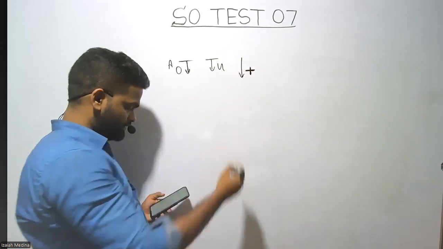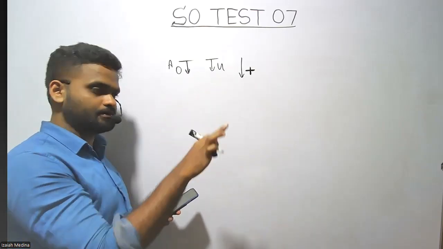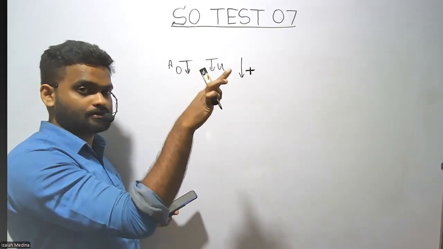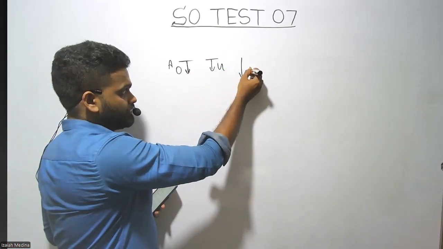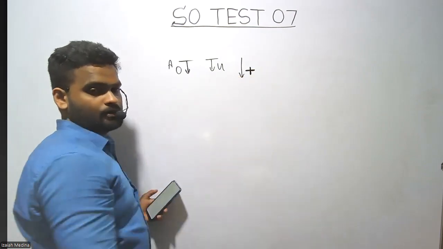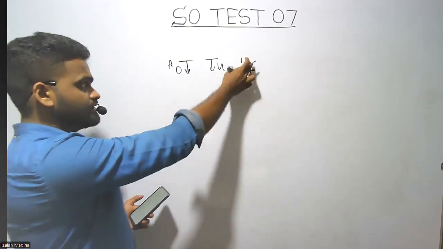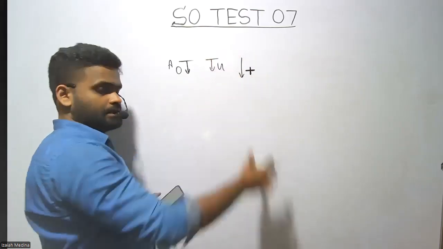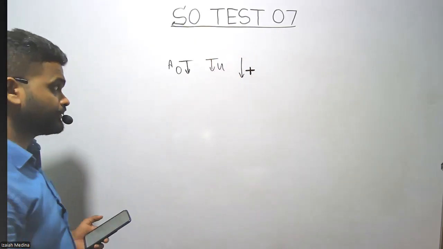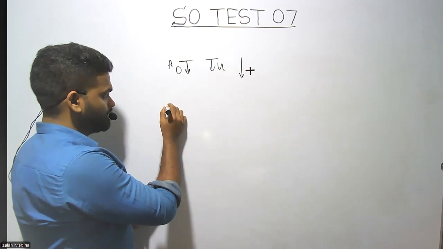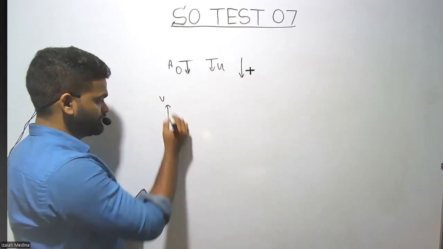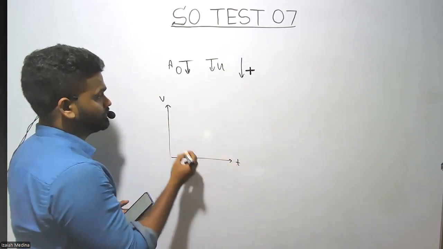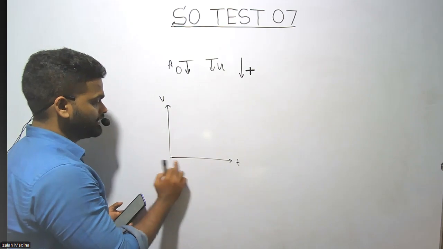So here all the graphs are positive, right? Gradients of all the graphs are positive. So clearly they have taken the positive direction to be downwards. So anything in this direction is positive. Anything means any vector. The opposite direction is negative. Let's keep drawing this. First I'll draw for A.